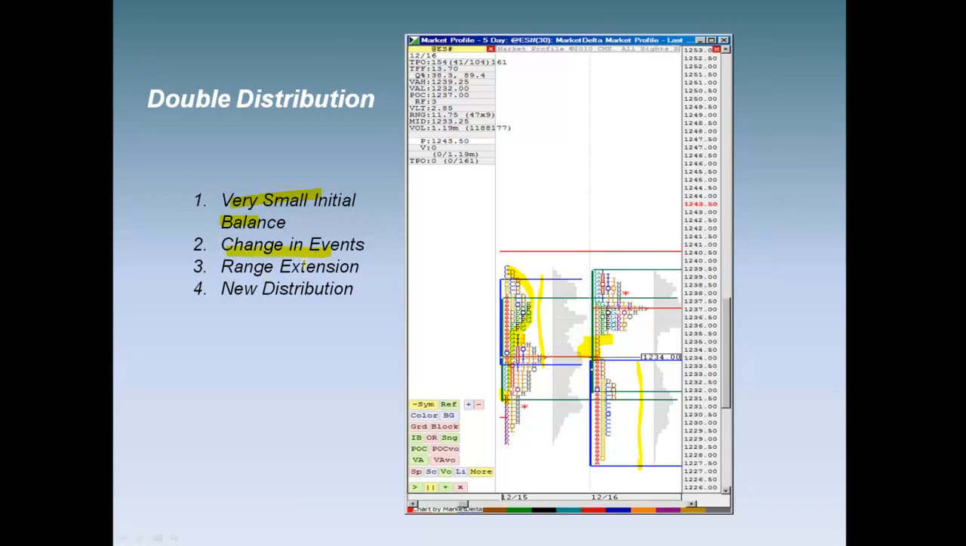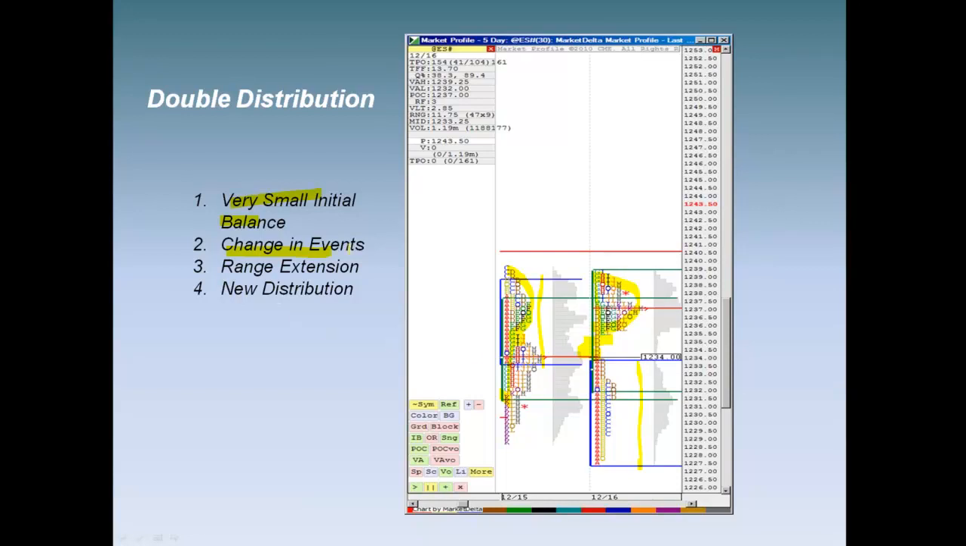Basically, the other time frame seller or buyer steps into the market and decides that they're going to move value in a different direction. It could be higher or lower. On the first double distribution day that we see, they decided to move it lower. On this day, the opposite happened. The other time frame trader came in and actually moved value higher up here.